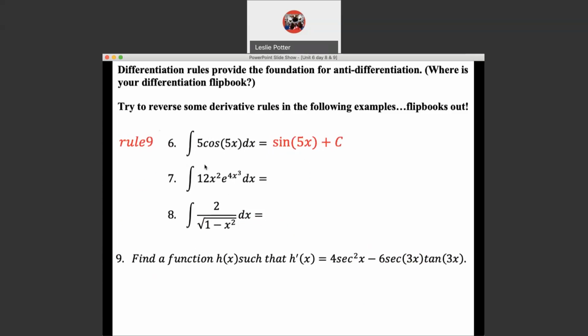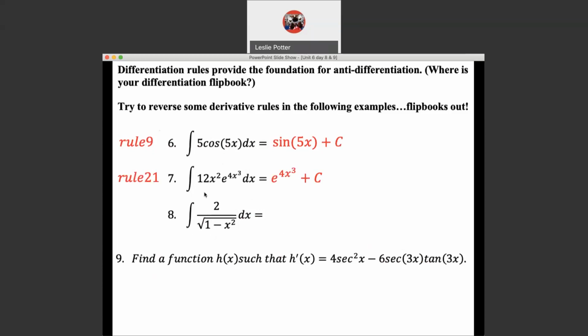So let's see if you can see the chain rule in this one. Stop the video and try to think about what the antiderivative is here. Looking at this, we see that we have an e to the 4x cubed, and the derivative of 4x cubed is 12x squared. So the antiderivative, this is a rule 21, must be e to the 4x cubed plus c.